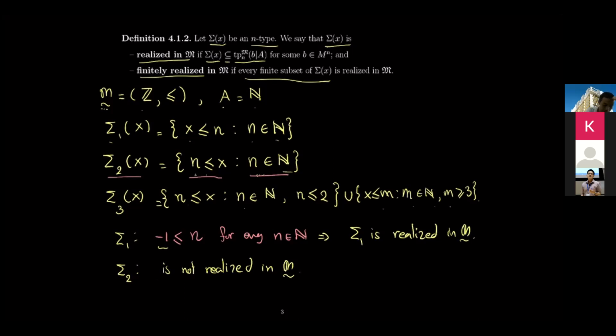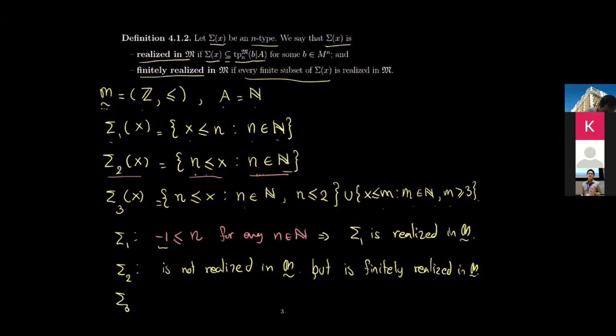However, if you take any finite subset of sigma 2, you can take the maximum of all the n's that occur in there, and that's going to be the witness for that finite subset. So you can see that even though sigma 2 is not realized, it is finitely realized. Okay, so those are examples.